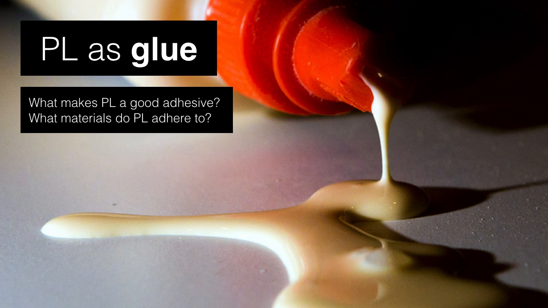It was all function calls. Even conditionals and other loops were embodied in function calls, in a very functional way. So perhaps programming languages are just glue. They're about connecting things together. And that forces us to ask, what makes a programming language a good adhesive? What materials do PL adhere to? How far can you take that metaphor and really start looking at new perspectives on what PL should be?